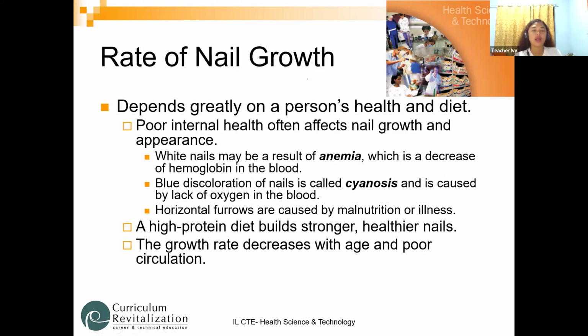So here we are. The rate of nail growth depends greatly on a person's health and diet. See? So the nail also matters. The growth of your nails also depends on the food that you eat and how healthy you are. If you are not healthy, then your nails will not grow properly.